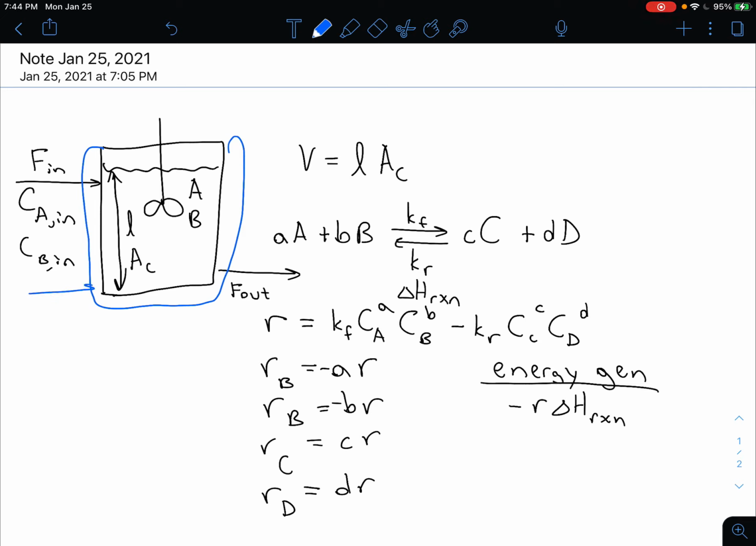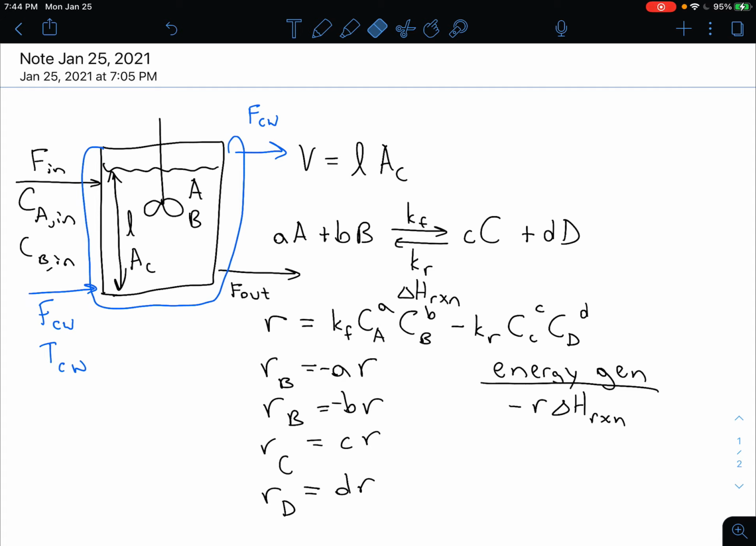Let's first say that I have cooling water jacketing the tank. So let's just say that I have a F_CW in, and then T. For simplicity, I'm just going to treat the cooling water as having a constant temperature. And say we have F_CW out. In fact, let's assume the input and output flow rates are the same.